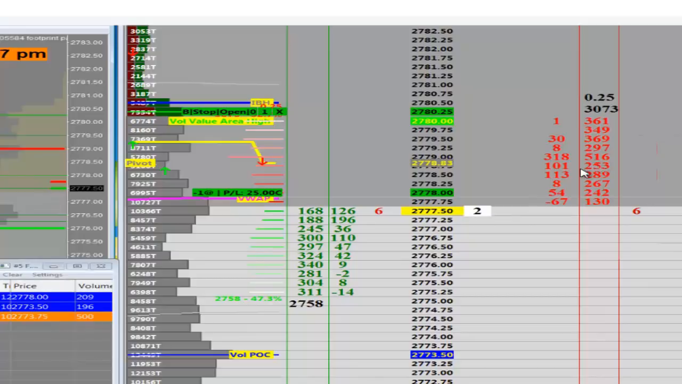On the other side are the sellers. These are those that are interested in selling, and you can see that they're really interested up here, 113, 101, 318, up through the 79s, which was the initial rejection.